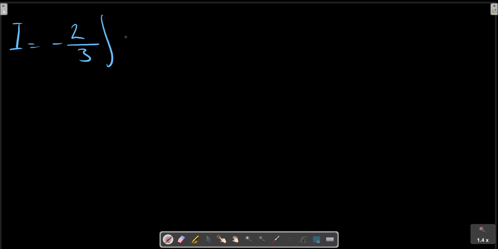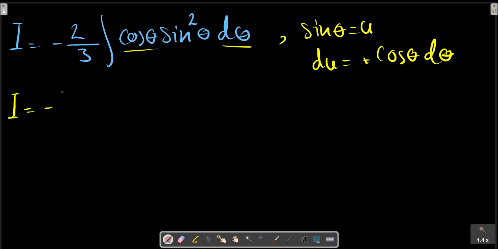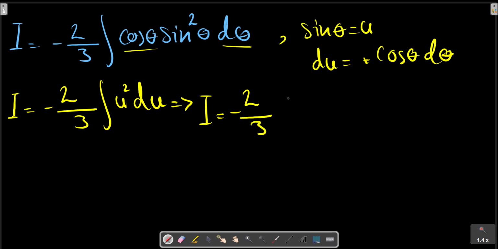Cosinus θ sinus square θ dθ. Now sinus θ equals u, du equals cosinus θ dθ, the integral of u² du equals u³ over 3, plus c.